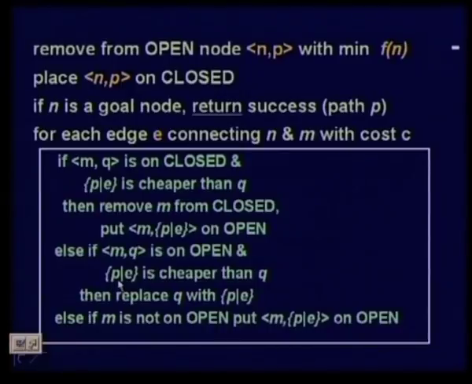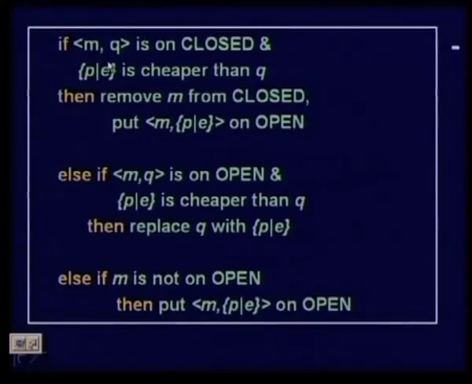Otherwise, if it is the case that a node M is on open already with a different path Q and the current path cost is cheaper than the cost of Q, then we replace Q with the current path P concat E. Otherwise, if M is not on open and not on closed, we put M, P concat E on open. So, this is the algorithm, expanded in this section.